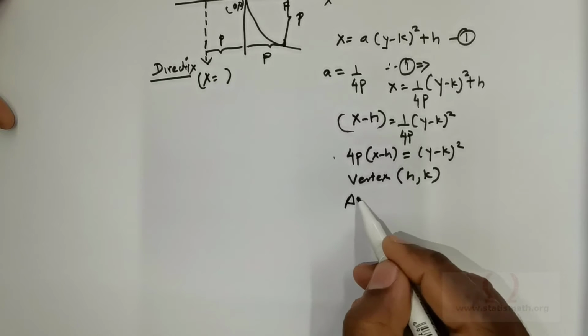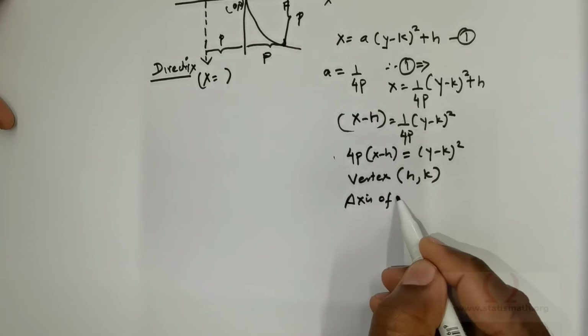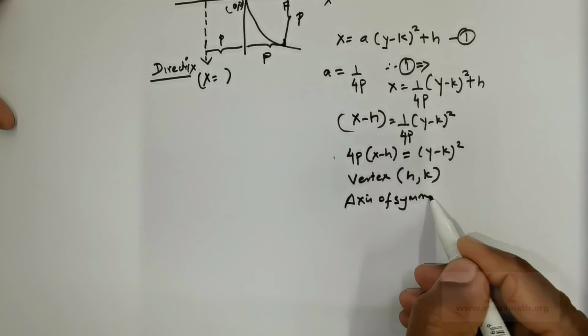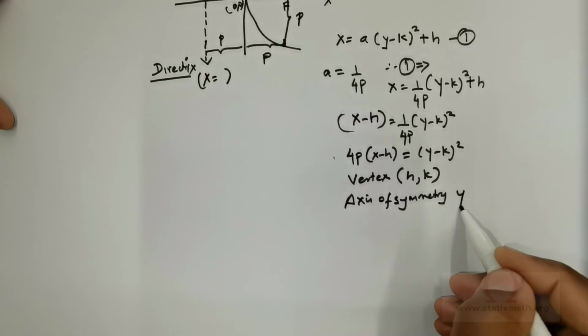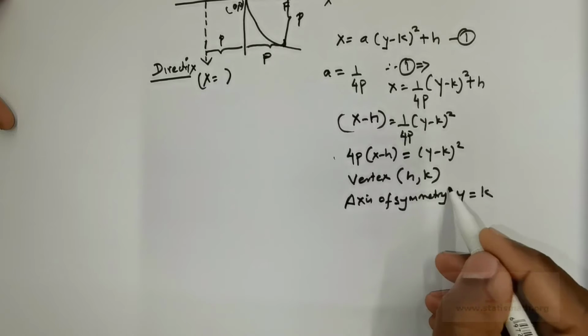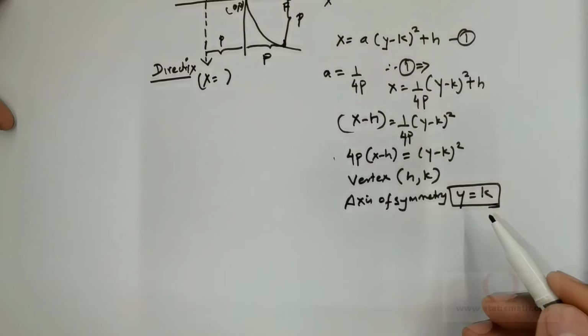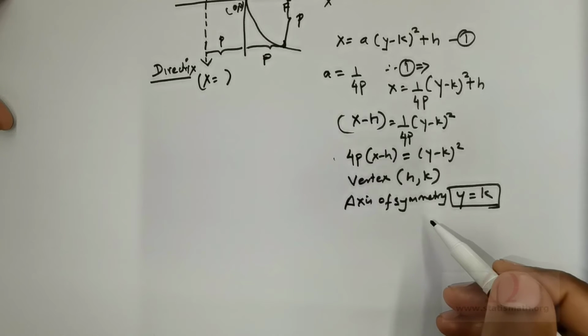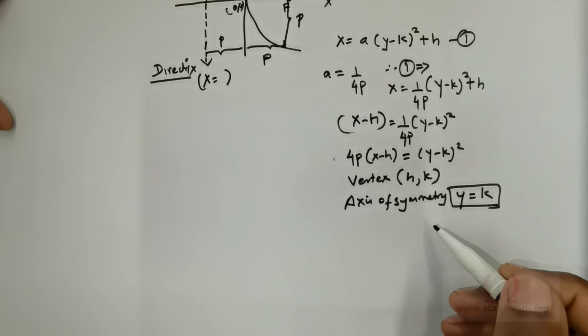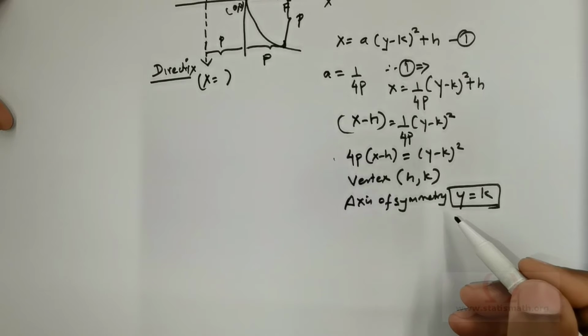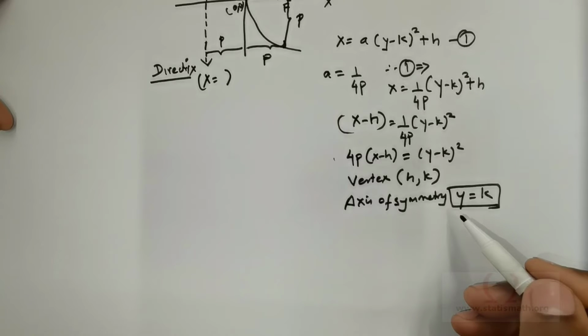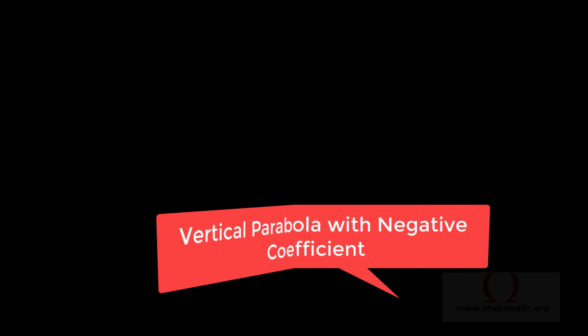The axis of symmetry for this parabola is y is equal to k. So this is the axis of symmetry. Okay, so the axis of symmetry is a line that divides a parabola into two equal parts. Okay, so have that in mind. So having said these things, let us move on.